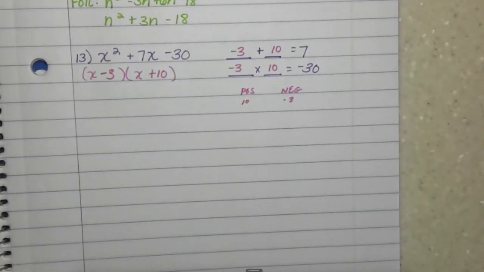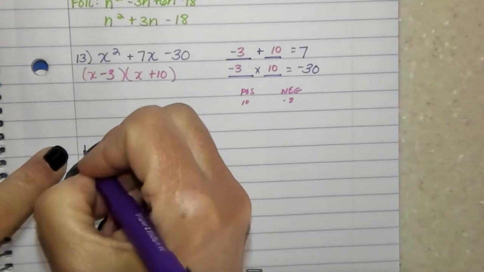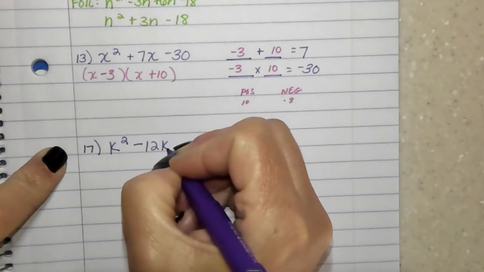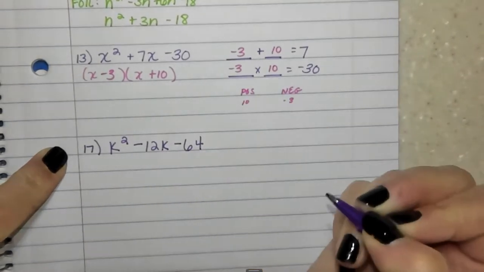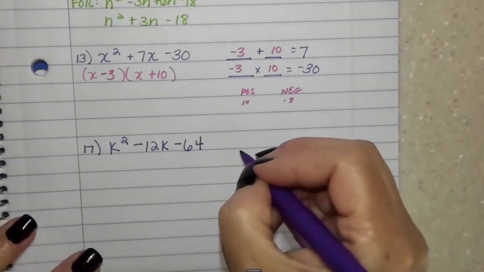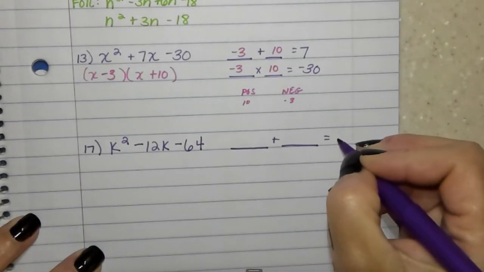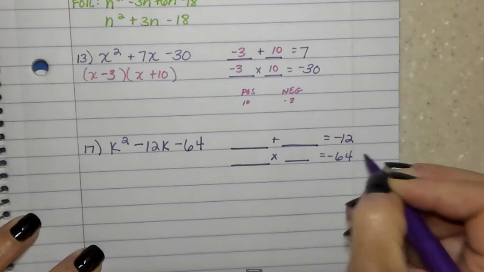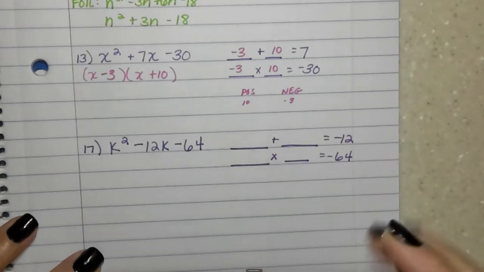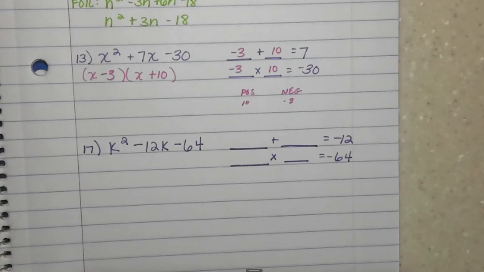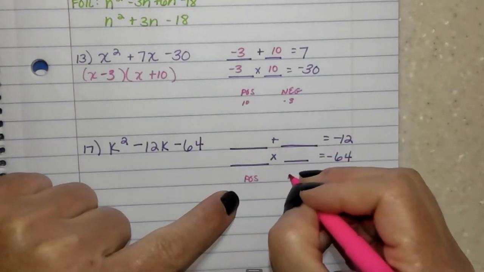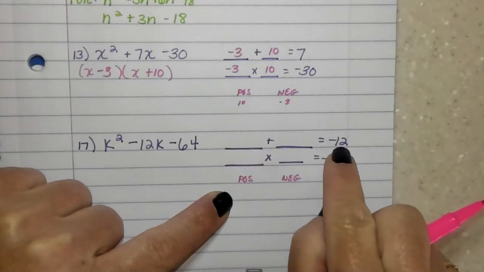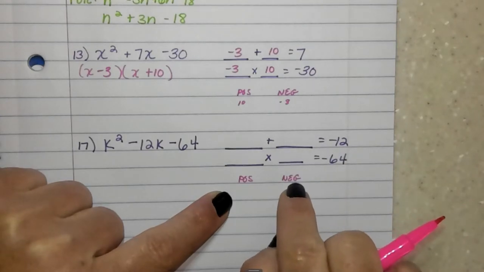Let's do another one. This one gets interesting. K squared minus 12k minus 64. Can you factor anything out? No. So I need something that adds up to a negative 12 that multiplies to get a negative 64. Again, multiplying and getting a negative, you know one of these is positive and one of these is negative. So you need a positive number and a negative number. And when you add them, you end up with a negative. That means your negative number is going to be the bigger number.